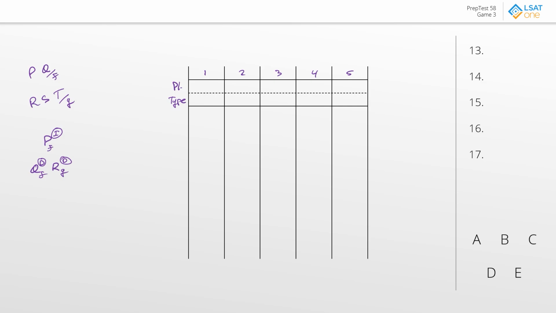Next, we are told that all international flights are before domestics. So there's a lot going on there, right? Because if all of the internationals have to go before the domestics, and we know that this guy's international and these guys are domestics, then we can put this together. We can say that P is going to have to go before both Q as well as R, because this guy's international and these guys are both domestics.